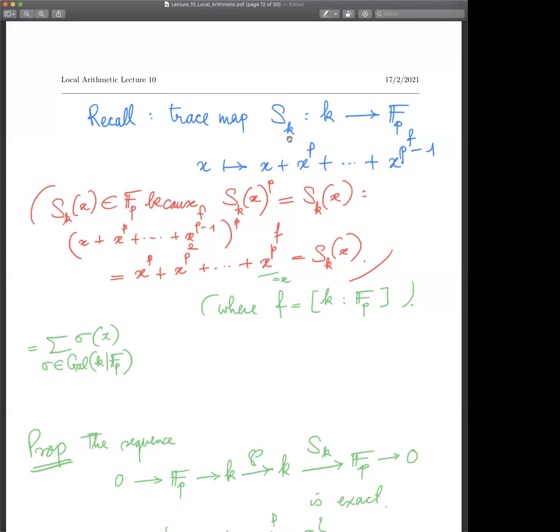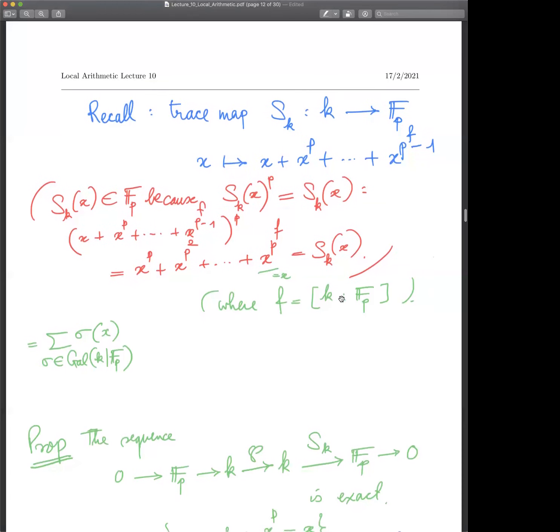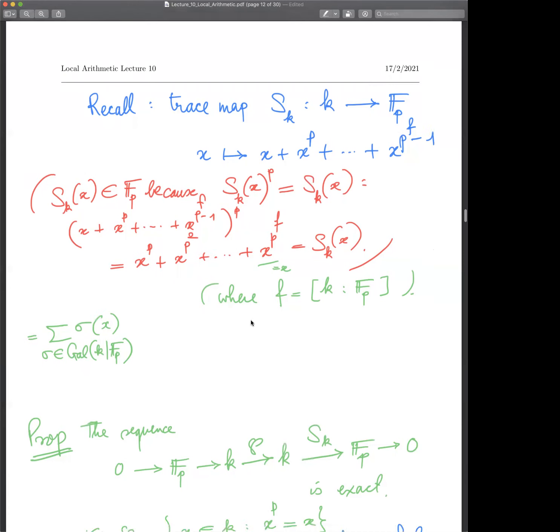So this S_k is actually a map from k to F_p, and you can check that it is linear. The trace of the sum of two things is equal to the sum of the traces. And that's again obvious because (x plus y) to the power p is equal to x to the power p plus y to the power p.